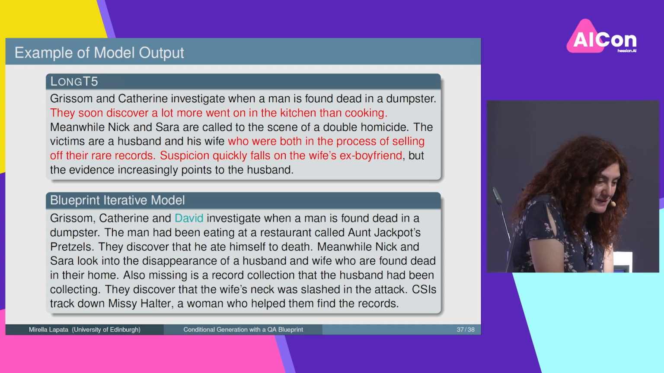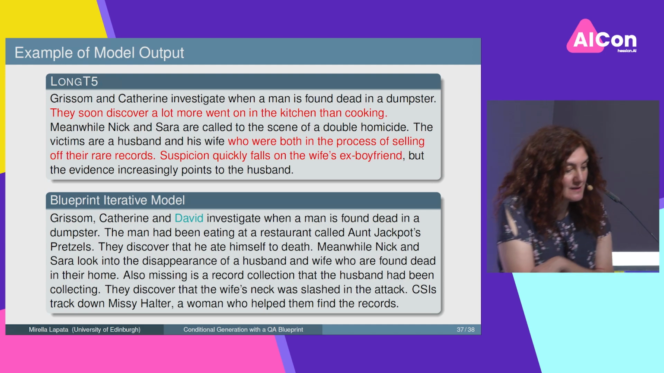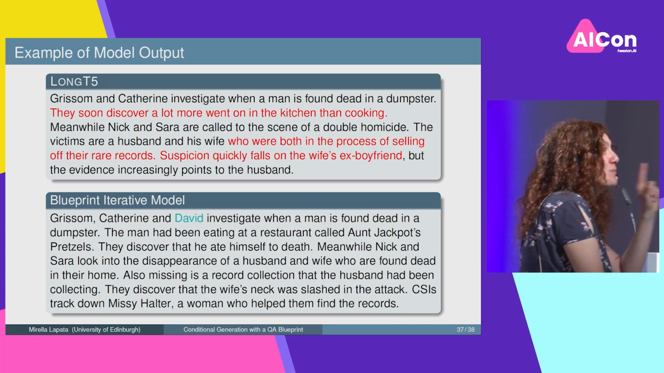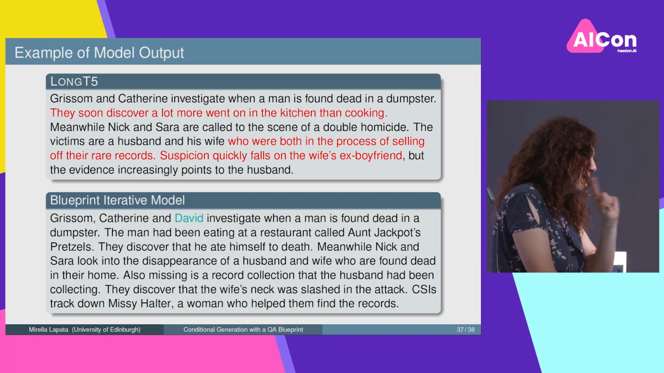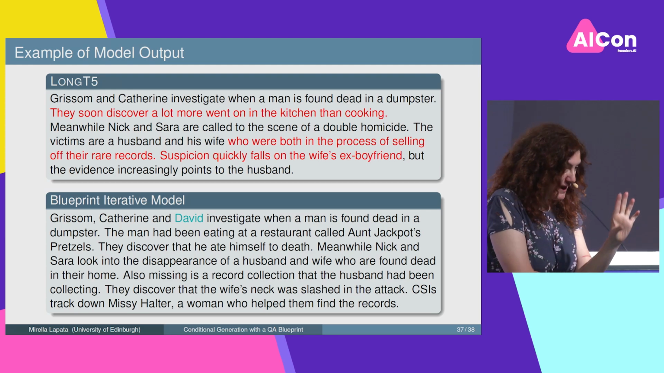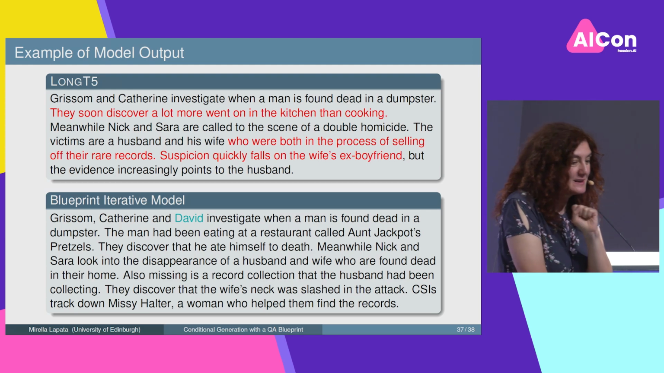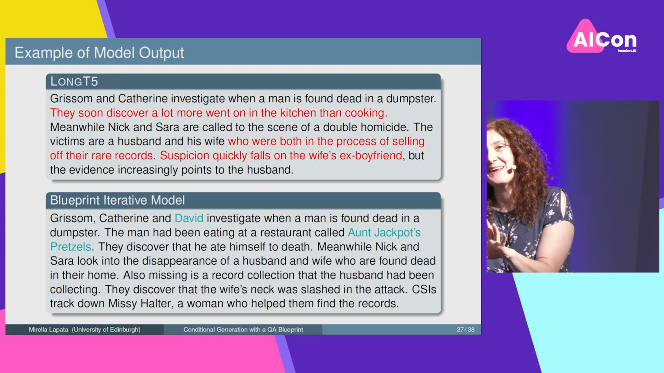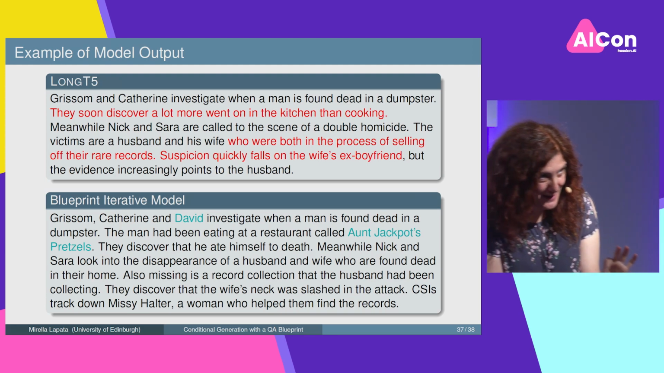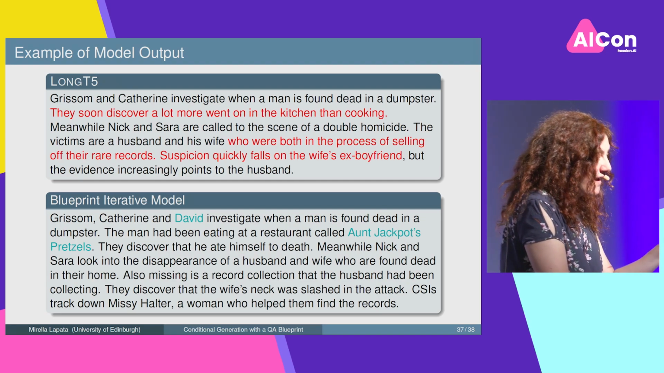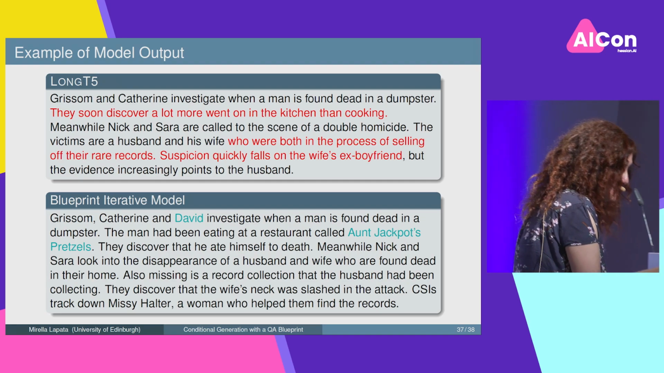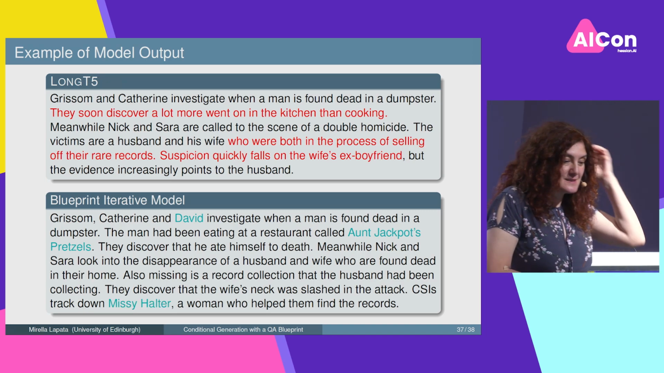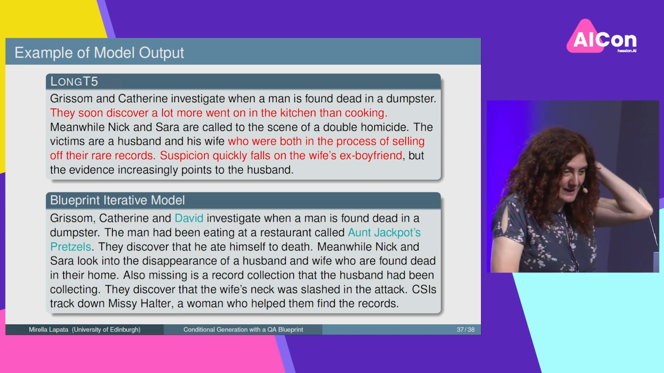𝐸ₐ, Catherine, and David investigate when a man is found dead in a dumpster. Who's David? Ha! The model knew David is their boss. This is nowhere, I mean, I had to watch the episode, but correct. The man had been eating at a restaurant called 𝐴NT∞ Pretzels. Again, I thought the model hallucinated. The name of the restaurant is really 𝐴NT∞ Pretzels. And it's an extremely obese man. They discover that he ate himself to death, correct.